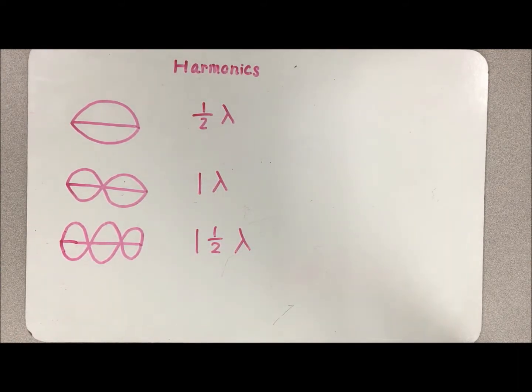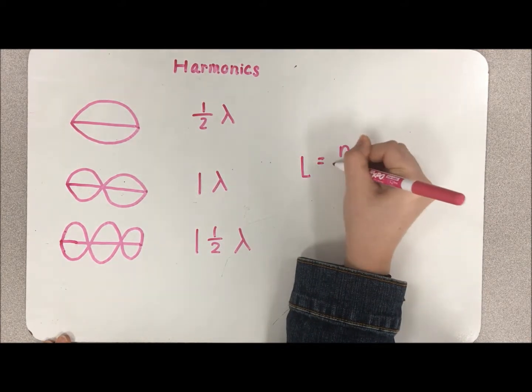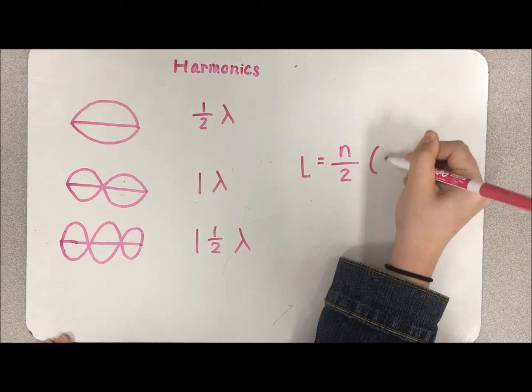By subtracting any two consecutive harmonics, you can get the fundamental frequency, otherwise known as the first harmonic. The equation for any harmonic is length equals n, being the number of the harmonic, over 2 times wavelength.